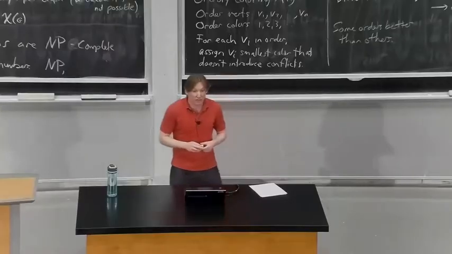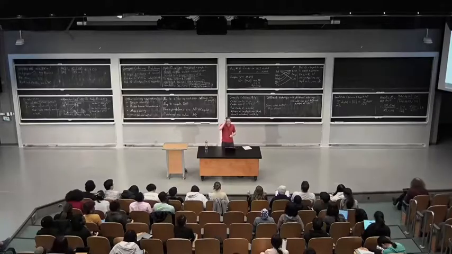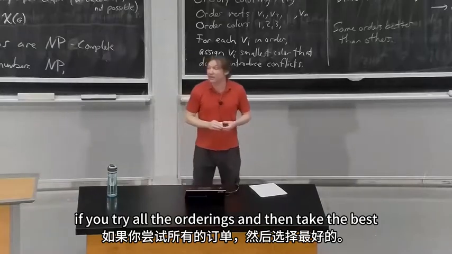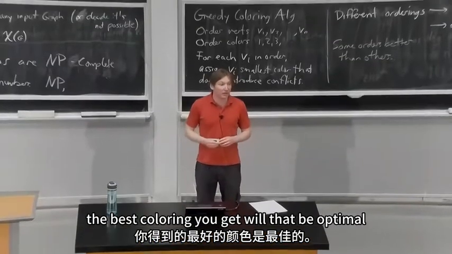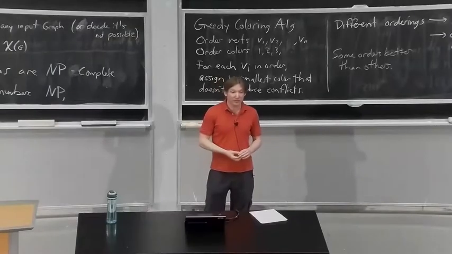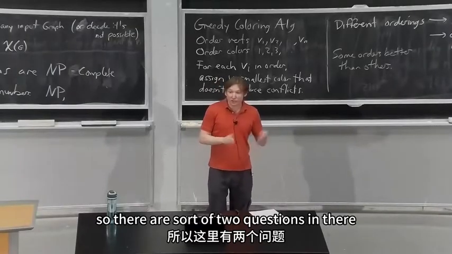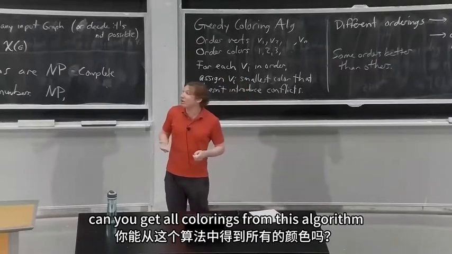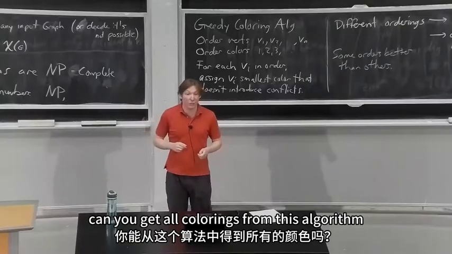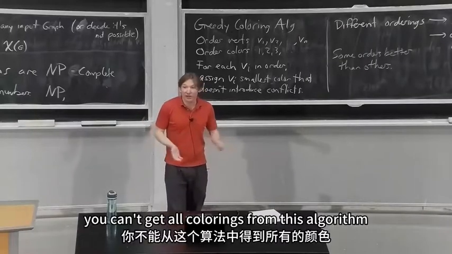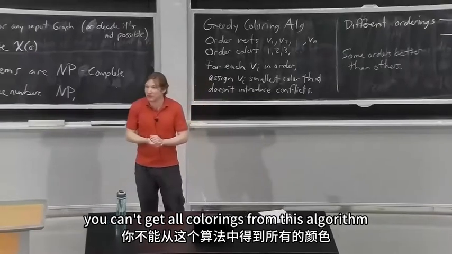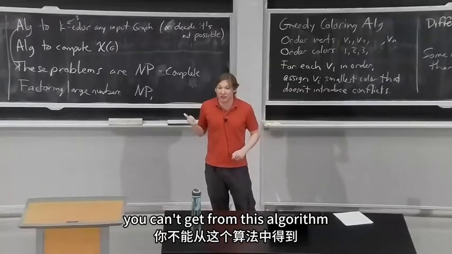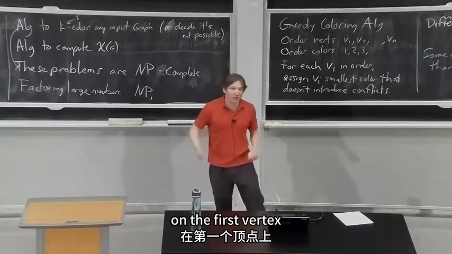Yes? If you try all orderings, won't you get the optimum? Good question. If you try all the orderings and then take the best coloring you get, will that be optimal? So there are sort of 2 questions in there. Can you get all colorings from this algorithm? And the answer is no, you can't get all colorings from this algorithm. For example, colorings that never use color 1, you can't get from this algorithm, because you're always going to use color 1 on the first vertex.